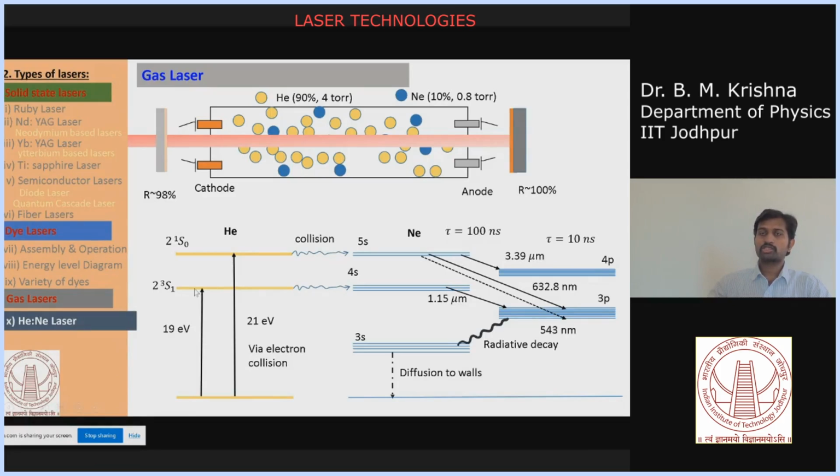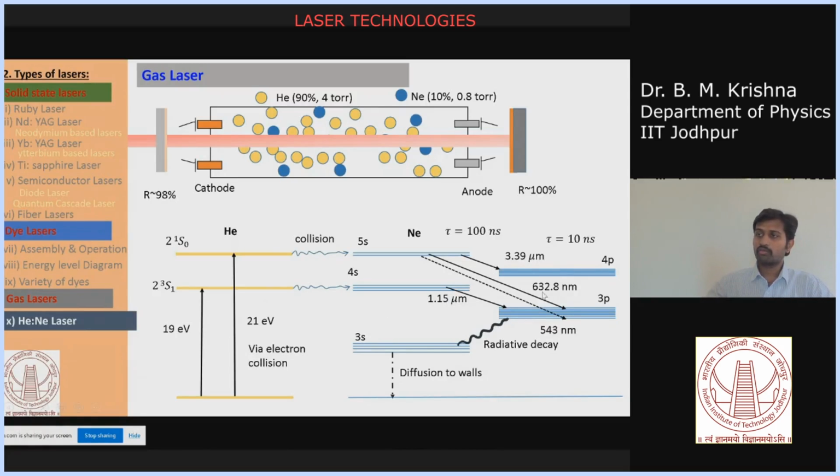Once you have a transition to excited states, these excited helium atoms inside the gas chamber will interact with the neon atoms through a collision process. When they collide with the neon atoms, they transfer the energy to neon excited states. Once transferred to neon excited states, there is a transition to the lower states, up to 4p and 3p. Then a population inversion is created, and you have lasing action. That is the operational mechanism happening in your helium neon laser.